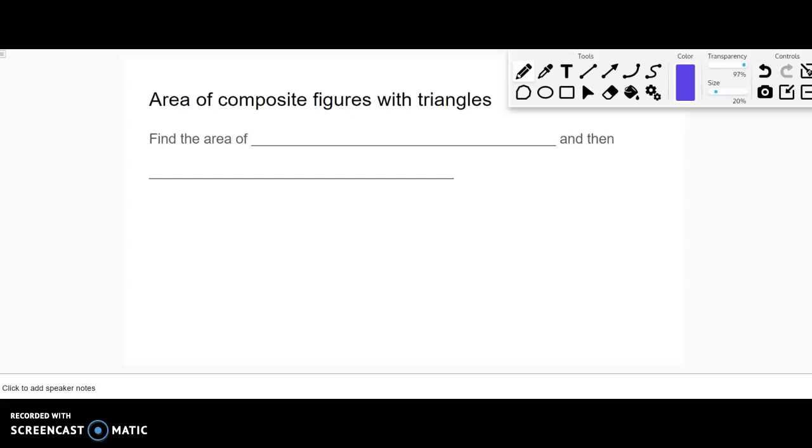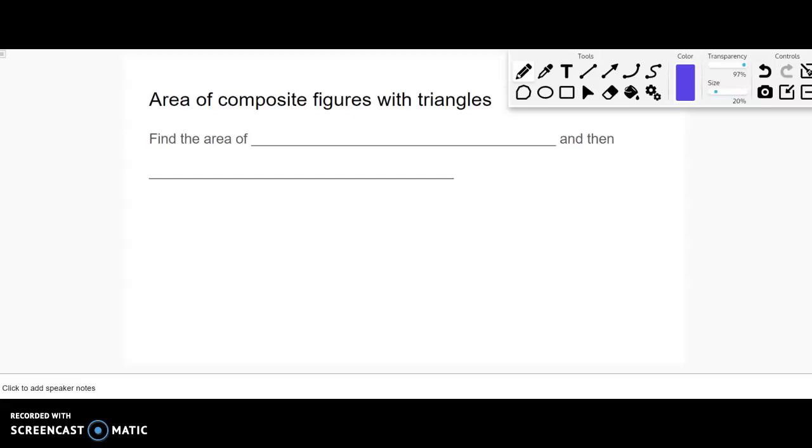All right, we're going to find the area of some composite figures, which just means figures put together that aren't an easily definable shape, like a rectangle or a triangle or a parallelogram. It's like some of those smushed together. And these ones will have triangles as part of them.